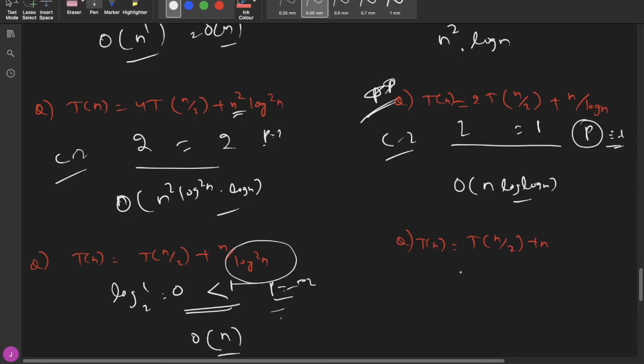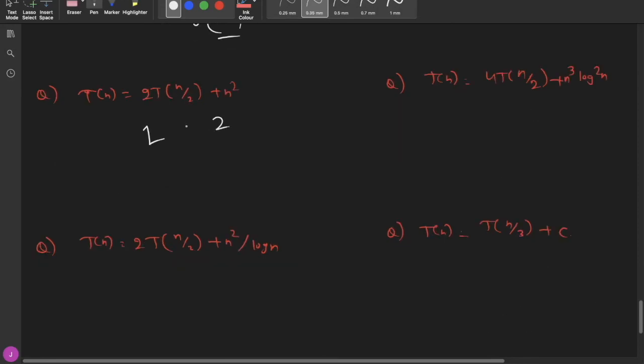Here also the log a base b value is 0 and the value of k is 1. That's why the right side is winning. There is no p value, nothing, so I can write it as order of n. The log a base b value is 1, the k value is 2, and the right side is winning. So definitely third case, I can write the whole thing as the time complexity.